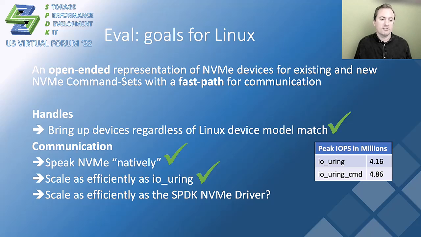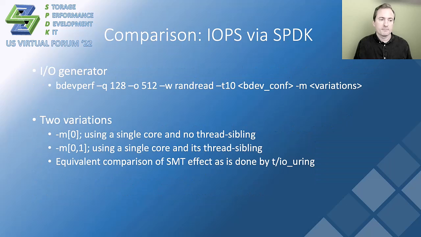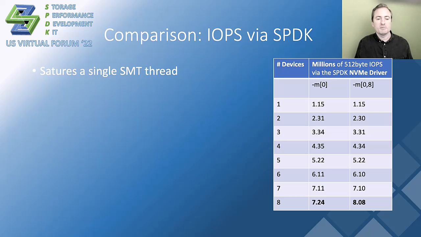So how does this compare then to the SPDK NVMe driver? Here we use the BDEV-perf tool to do a similar experiment as done with the test io_uring program with FIO. And we'll be varying that in the same way with and without SMT, such that we can do an equivalent comparison. So on a single SMT thread is what you see on the table here, where we actually managed to reach 7.24 million IOPS. And if we enable the second thread in the second column, then we're actually saturating the drives.